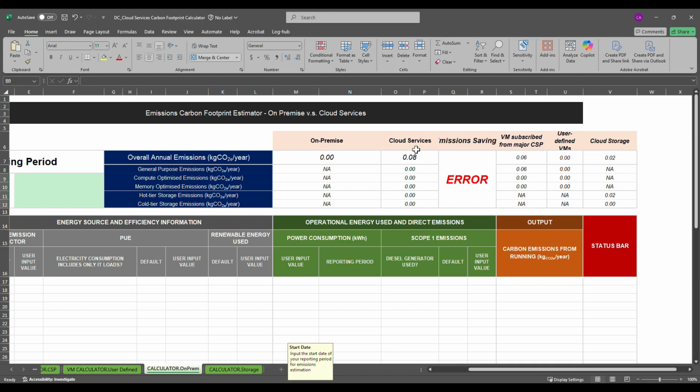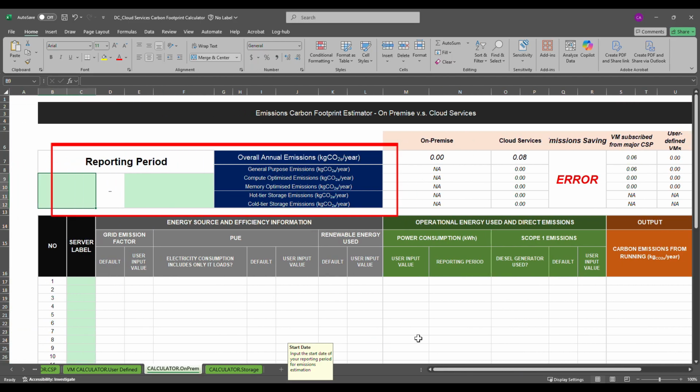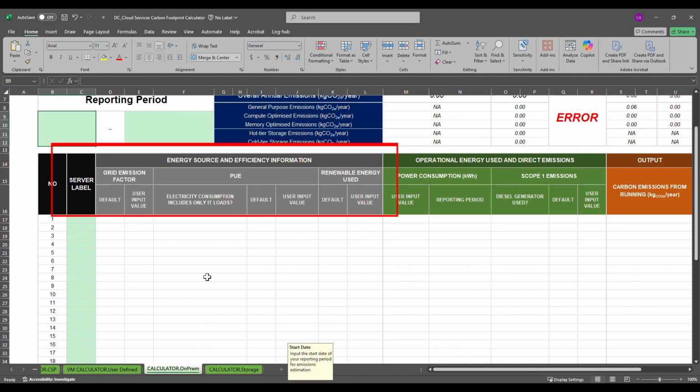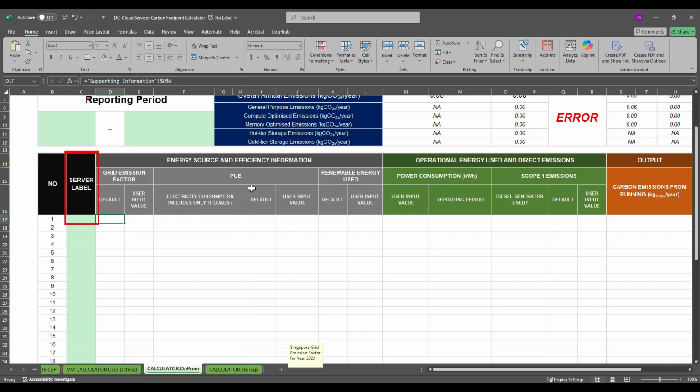Looking at the table below, there are several required inputs, each coming from different data sources. Let's first take a look at the energy source and efficiency section. Under this table, you will find the following parameters: server label, grid emission factor (GEF), power usage effectiveness (PUE), and renewable energy used (REU). The first input is the server label. This serves as an identifier for your server so that you can easily track which server corresponds to each row.